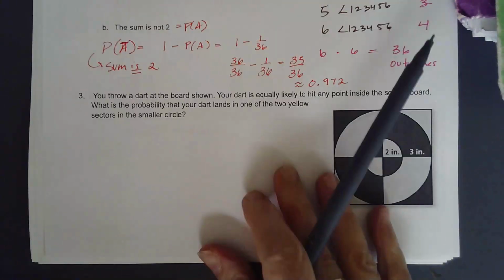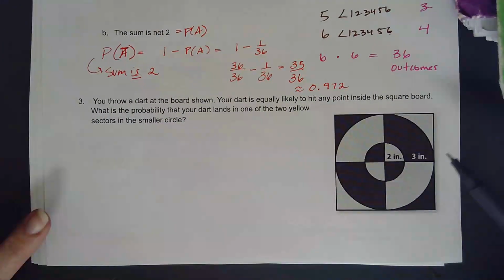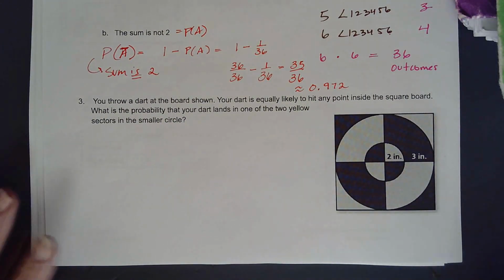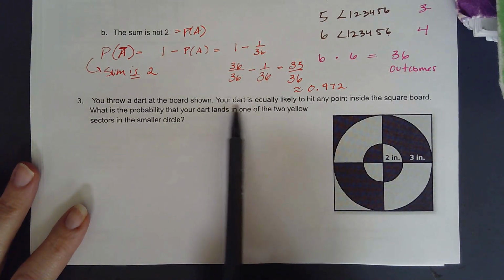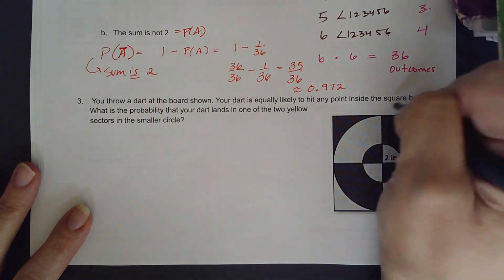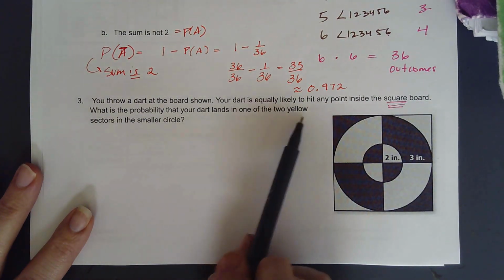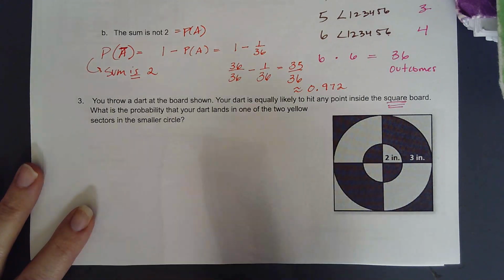All right, let's do a geometric probability. So in geometric probability, we're looking at the ratio of area over the whole thing. Like you throw a dart at a board, and your dart is equally likely to hit any point inside the square board. So it's a square board. That's a key part right here. What is the probability that your dart lands in one of the two yellow sectors in the small circle?